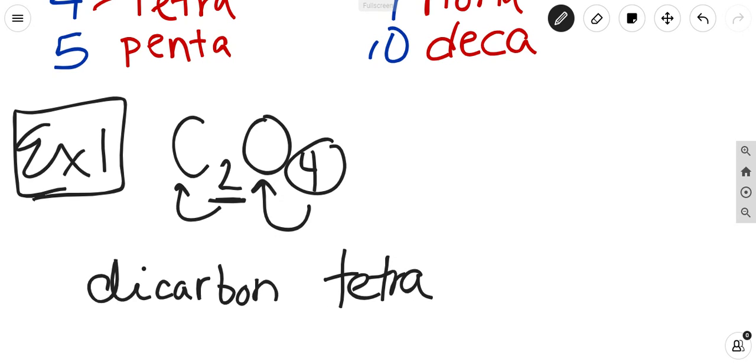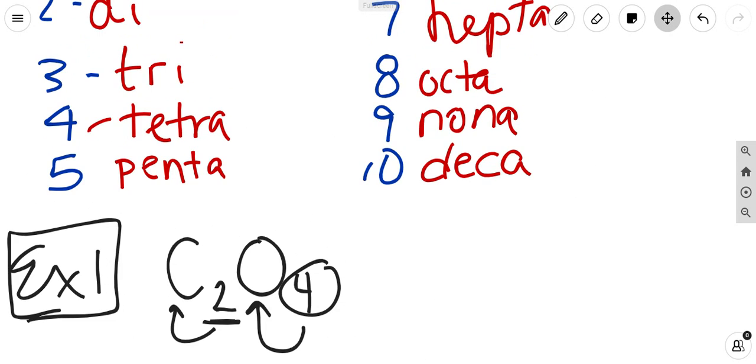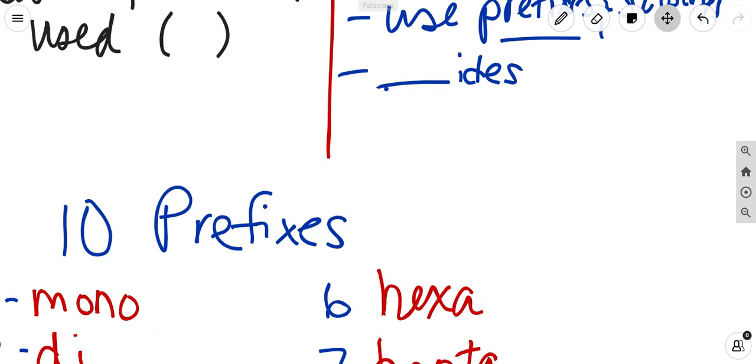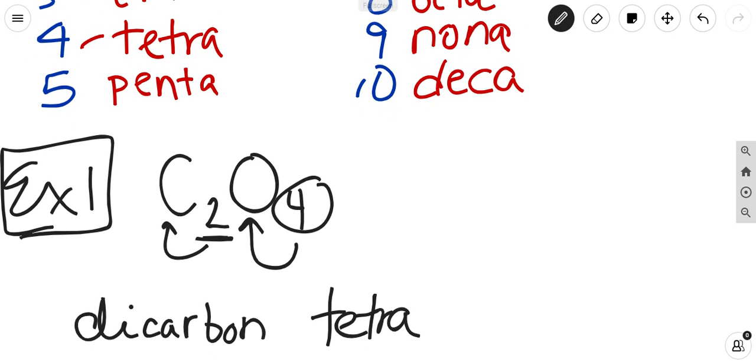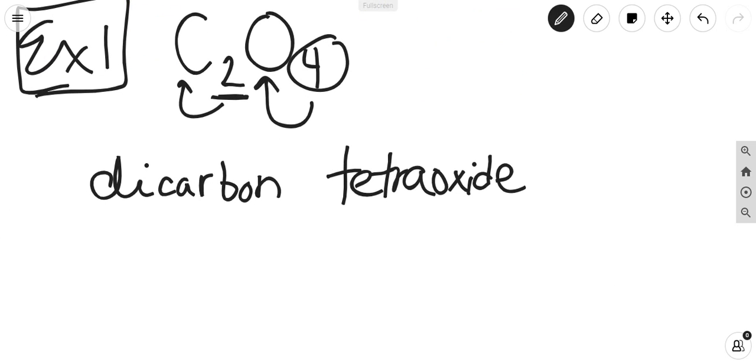And O is oxygen, but we wrote above here that the ending that we're going to use for covalent compounds is "ide." So we're going to change the endings of only the second element to "ide." So oxygen becomes oxide. Okay, so we use the subscript to determine the prefix. All right, let me give you guys another example.